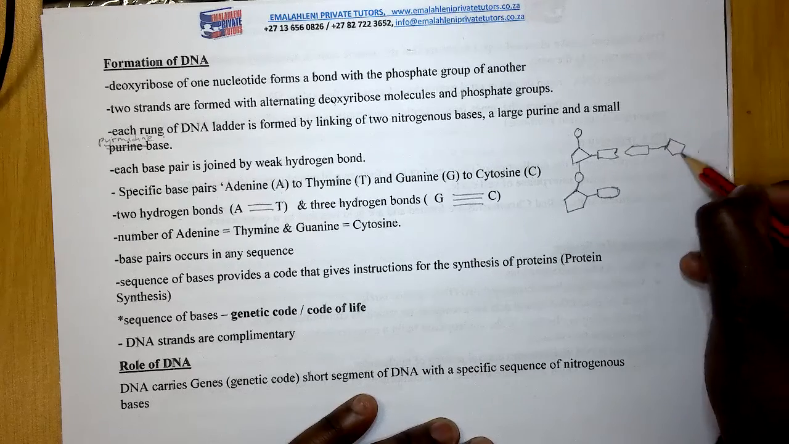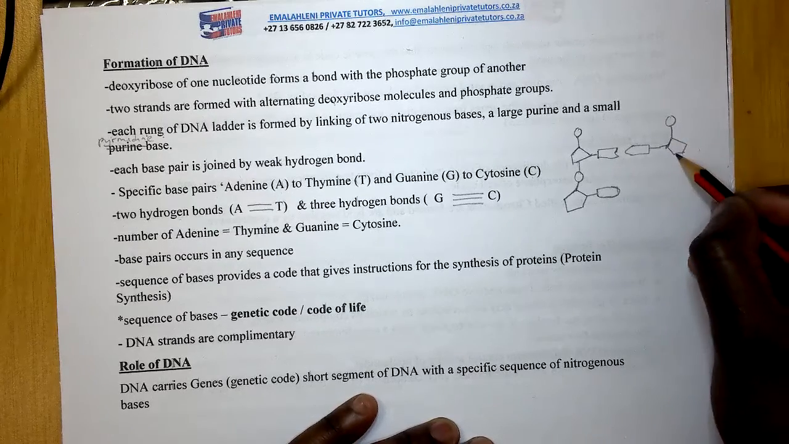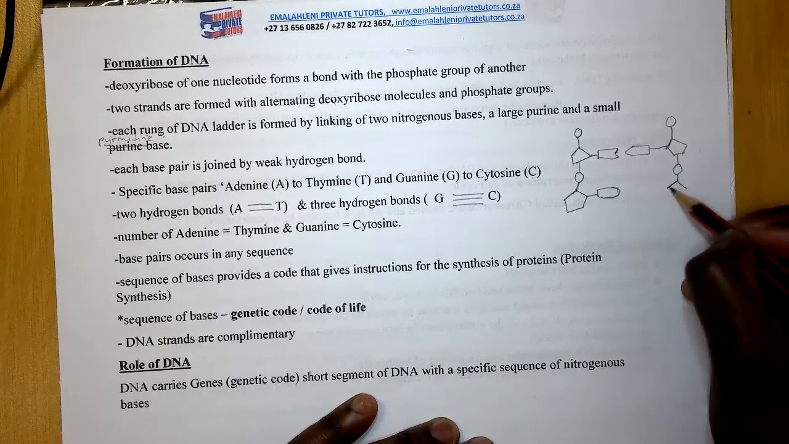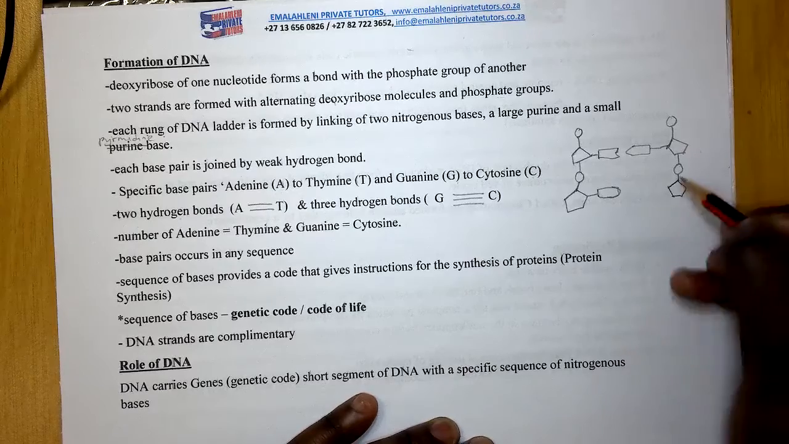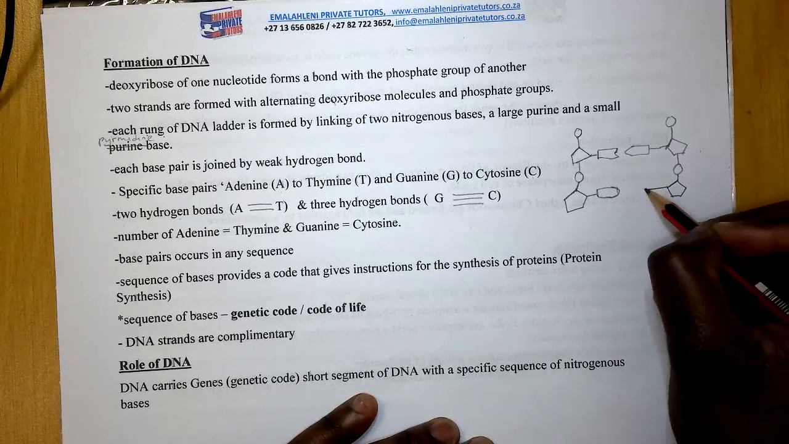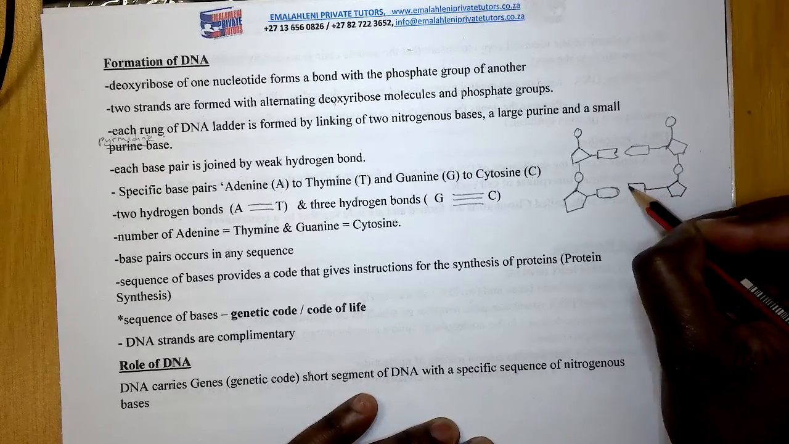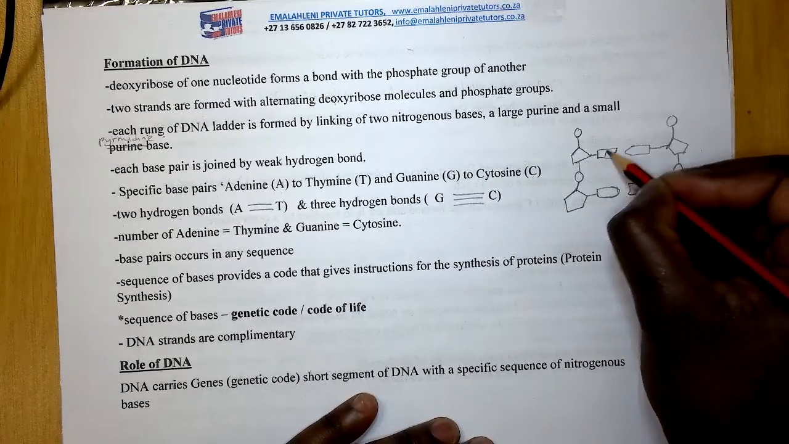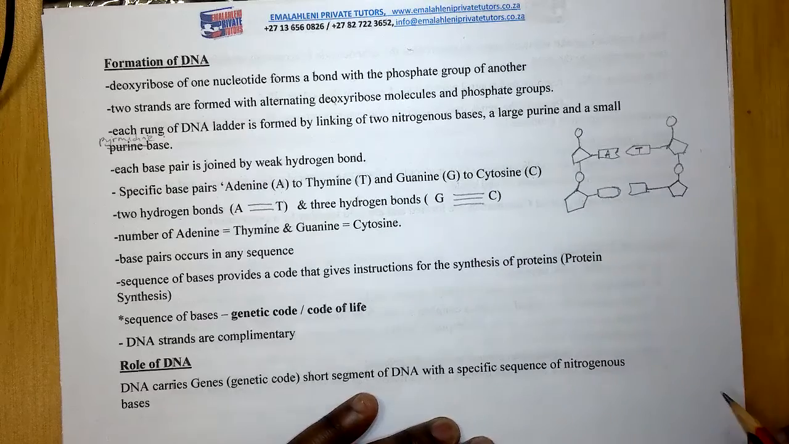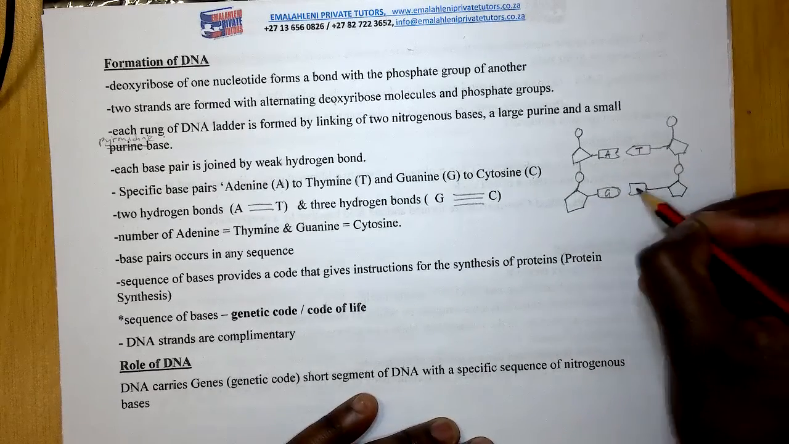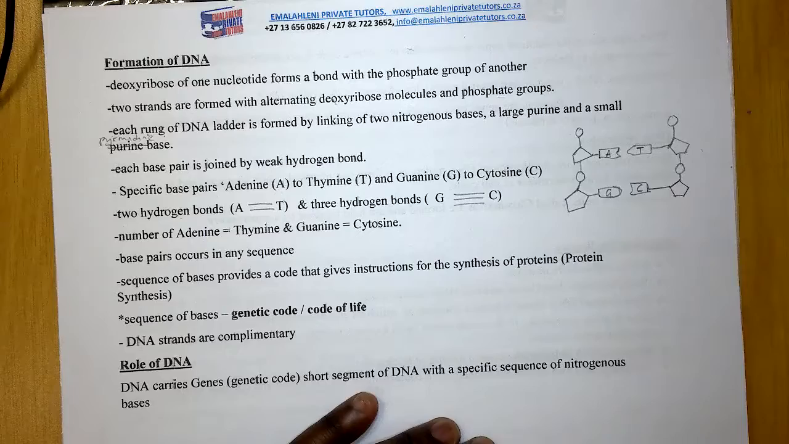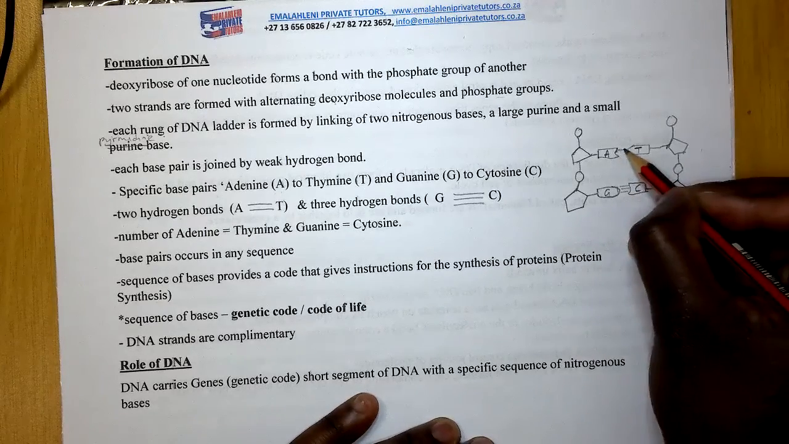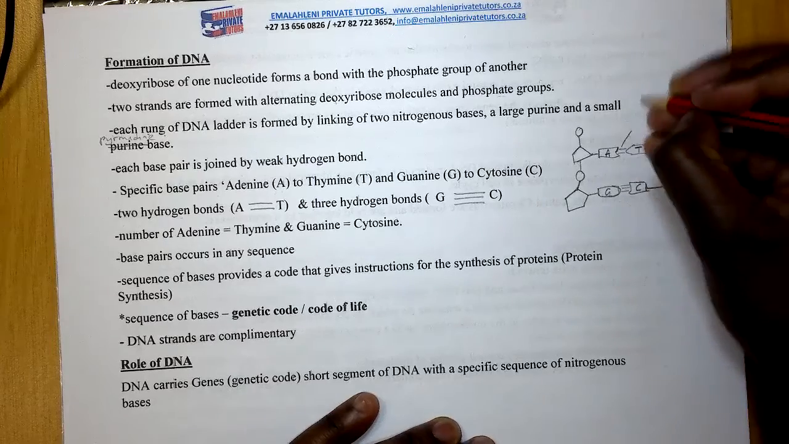Okay, with its phosphate. And when you connect another nucleotide, we have another base here, which will connect to that. So what we are simply saying here is adenine only pairs with thymine. Then guanine only pairs with cytosine. And how many bonds do we find here? We find 3 of them. Then here we find only 2. And this is what we call hydrogen bond.